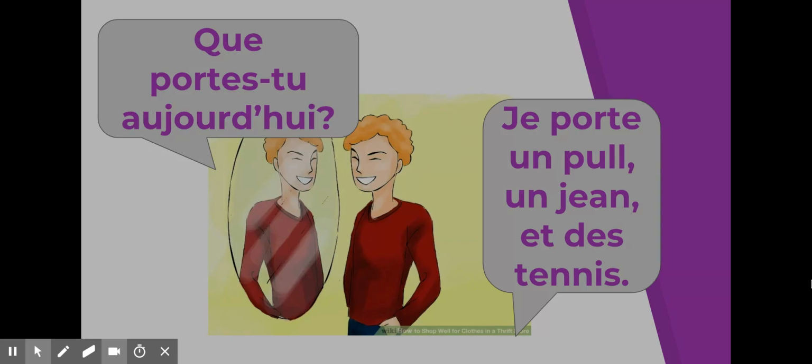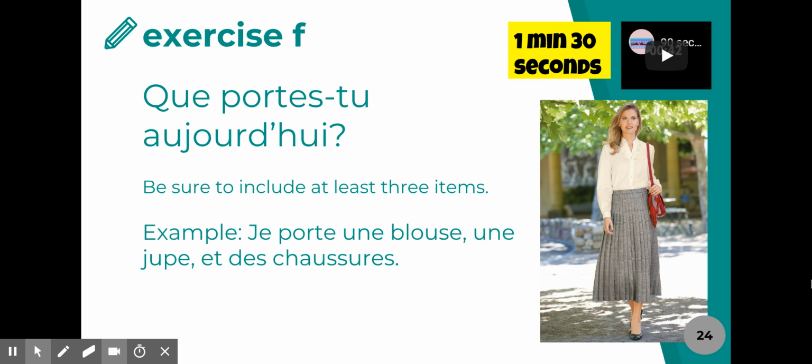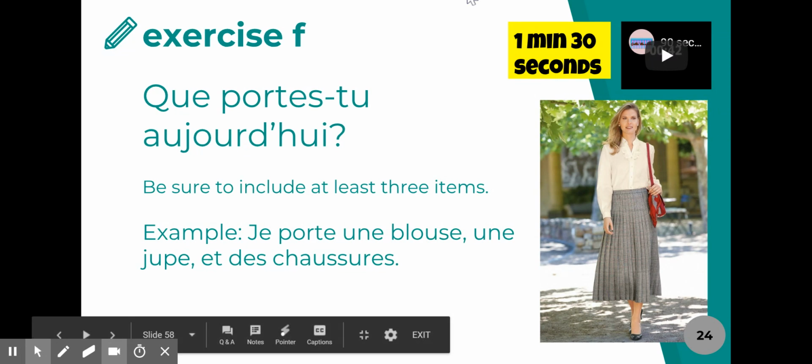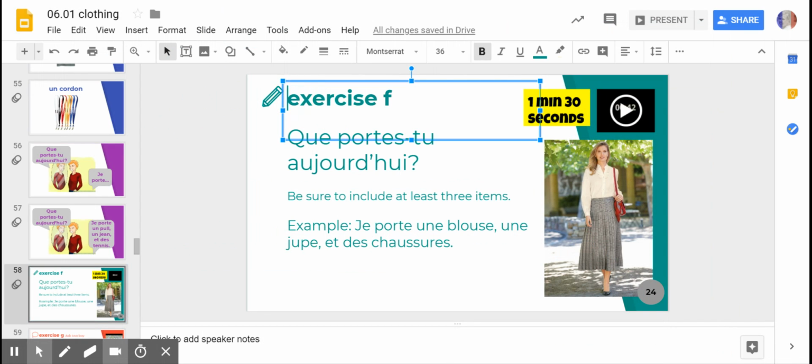Bien, merci. OK, alors, tournez à exercice F, s'il vous plaît. Exercice F. C'est page 7. Sorry about that. I didn't have that in here. Let me fix that really fast. So, page 7. Exercice F.